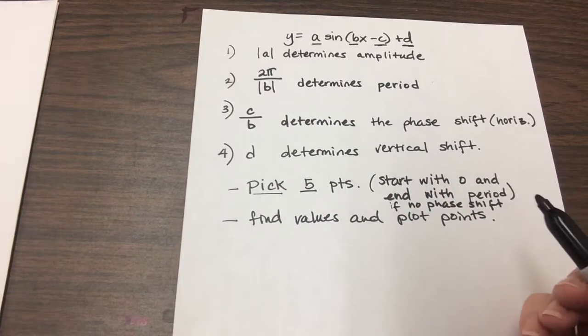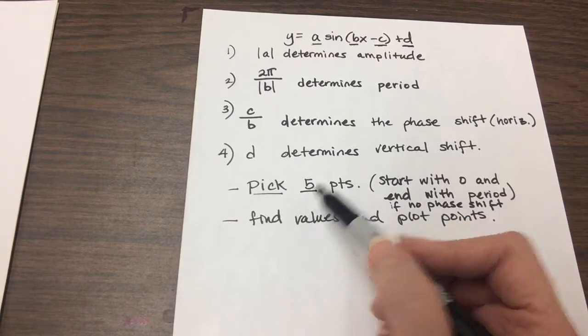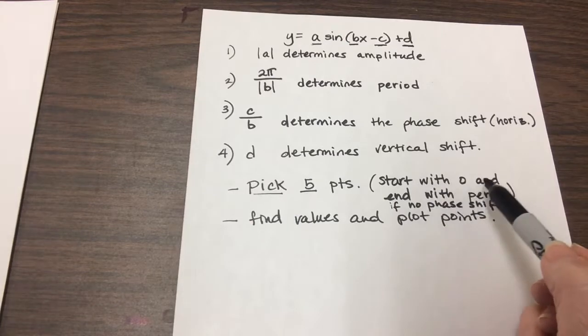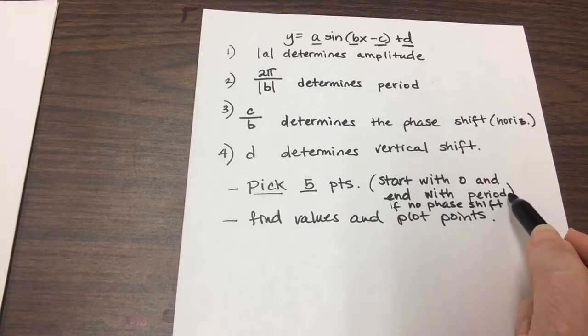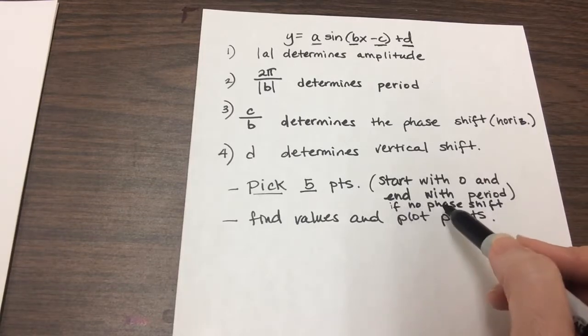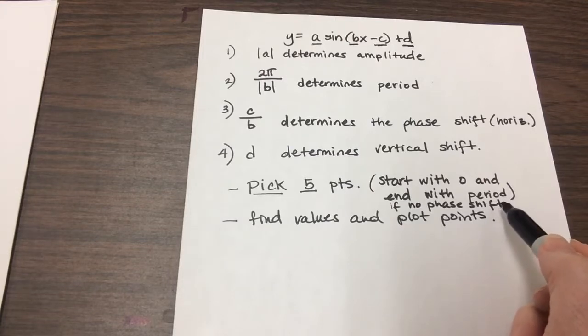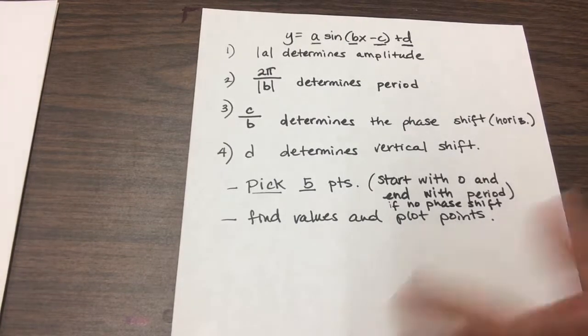Alright, so the key to this is probably just know that you need 5 points. I'm going to only make you graph one cycle, so one period, so you just need to do 5 points, and my recommendation is just to start with 0 and then end with the period. Alright, and that's if no phase shift is involved, and I'll talk about that later if there is a phase shift. Then you just find the values and plot the points. So let's do a couple of examples here.